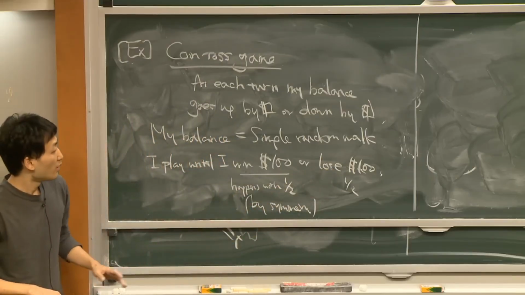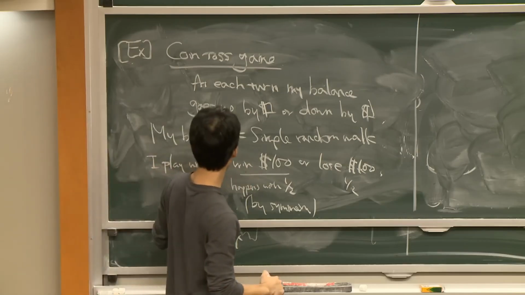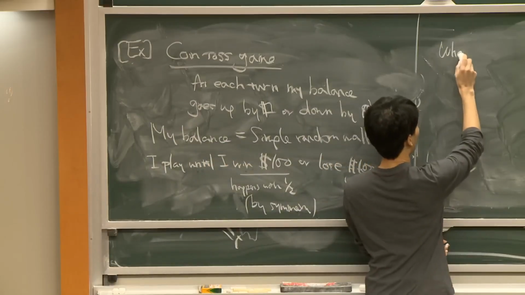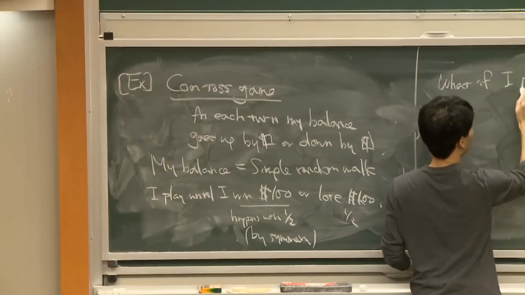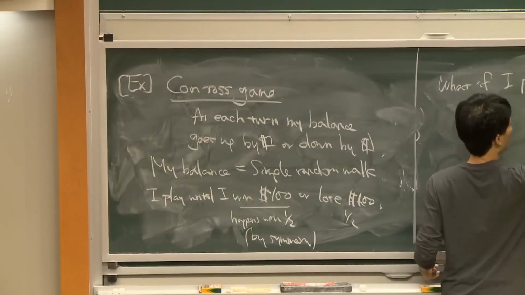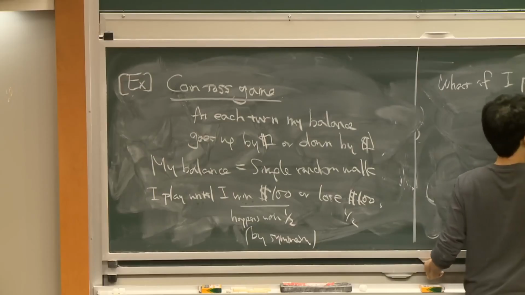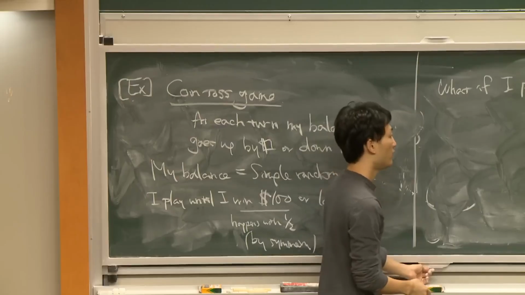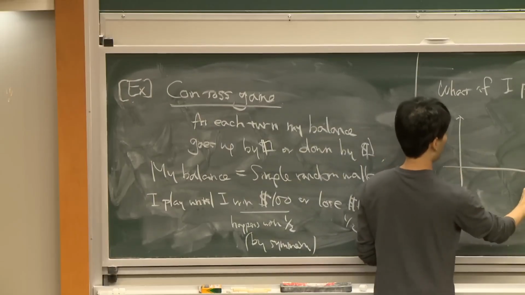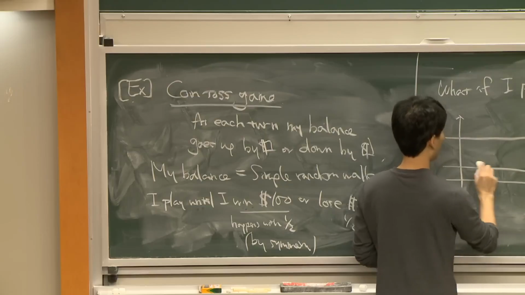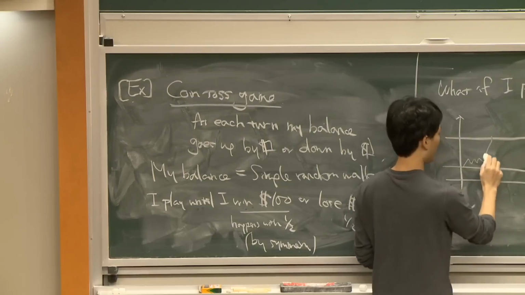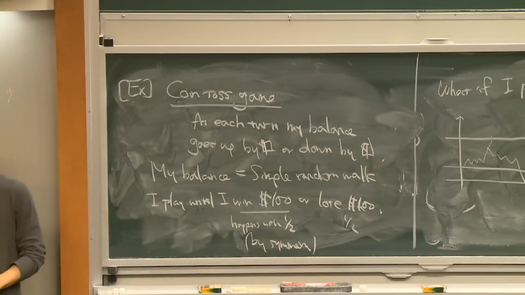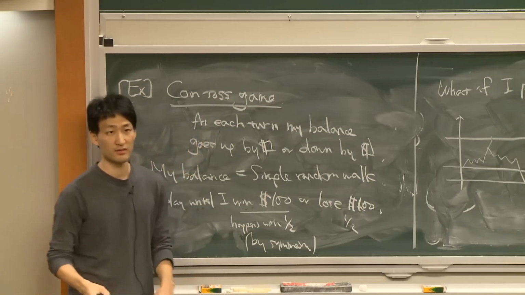Okay, that was good. Now if I change it, what if I say I win $100 or I lose $50? What if I play until I win 100 or lose 50? In other words, I look at the random walk. I look at the first time that it hits either this line or this line, and then I stop. What is the probability that I will stop after winning $100?